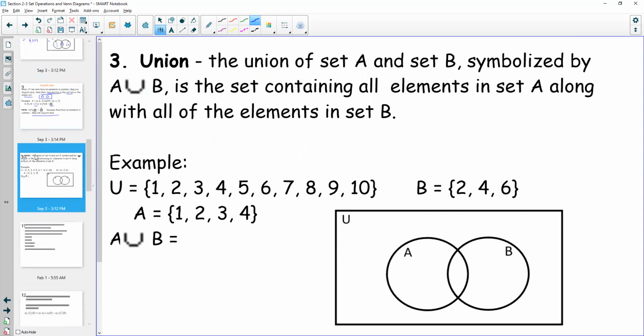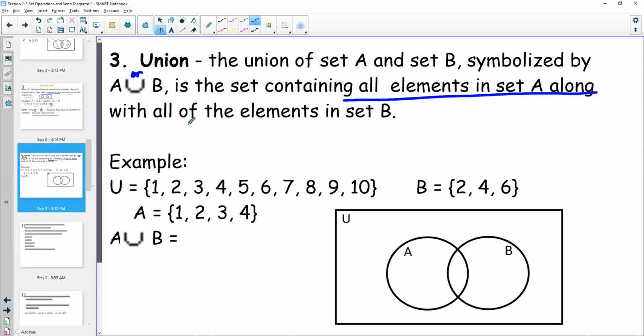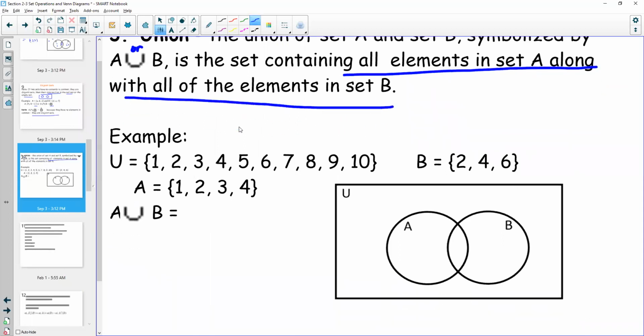A union B, we think of it as OR. It's the upside down U, okay? It's all of the things in A along with all of the things in set B.